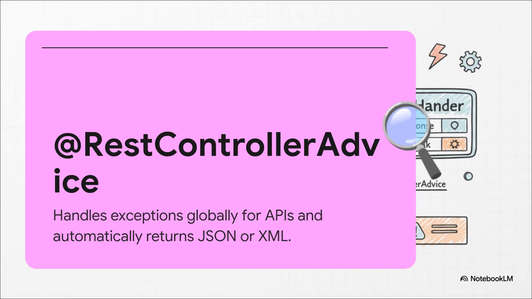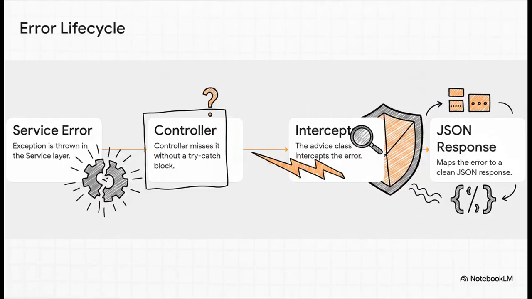This single annotation acts like a giant global safety net for your entire project. By combining ControllerAdvice, which applies common logic across multiple controllers, with ResponseBody, it guarantees that whenever an exception is caught, the response is automatically formatted as JSON or XML rather than trying to render some generic HTML error page. Let's walk through exactly how this builds a rock-solid error lifecycle.